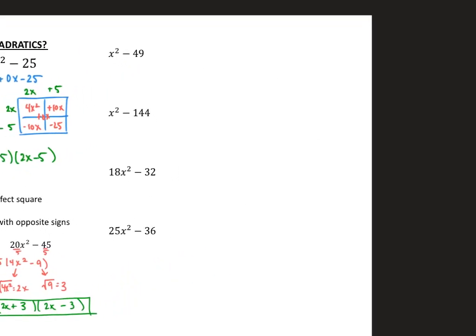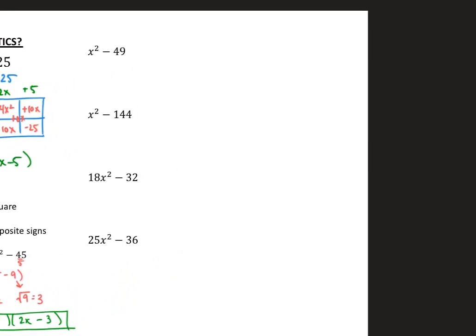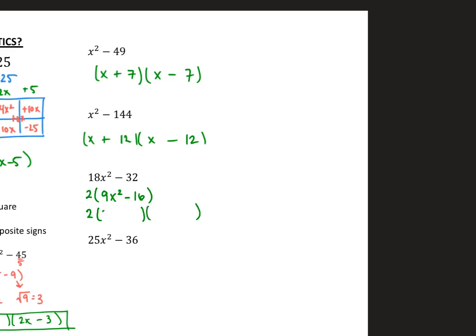All right, so now that we've done that, now we should be able to recognize these pretty easily. X squared minus 49, square root of x squared is x, square root of 49 is 7, and then opposite signs. The second one, square root of x squared is x, square root of 144 is 12, opposite signs. If you're looking at this and noticing that they're not perfect squares right off the bat, that could be because there is a GCF, and in this case, the GCF is going to be 2. So we factor out the GCF, and this is what we're left with. And then inside the parentheses are perfect squares. Square root of 9x squared is 3x. Square root of 16 is 4.